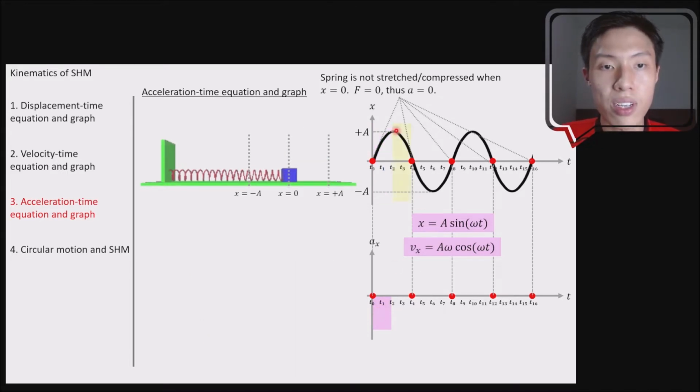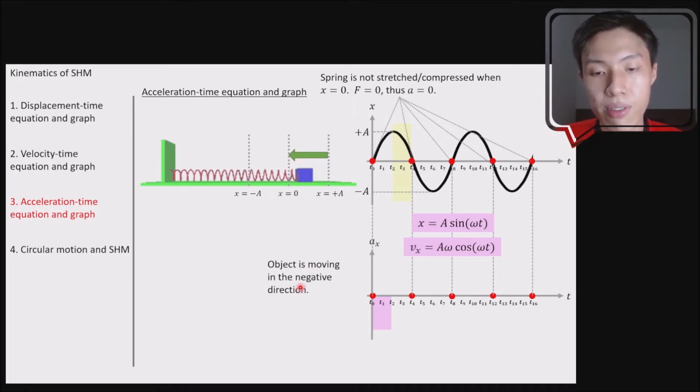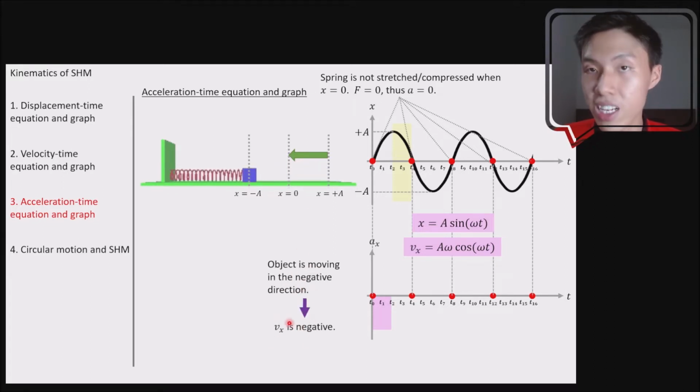Next, we move on to the second section, in which the object moves from positive A towards the equilibrium position. So the object is moving from here towards here. Yes, something like this. So the motion from here towards here is in the negative direction. So if the object is moving in the negative direction, you should expect vx to be negative, because it's moving to the left. Left is the negative direction.